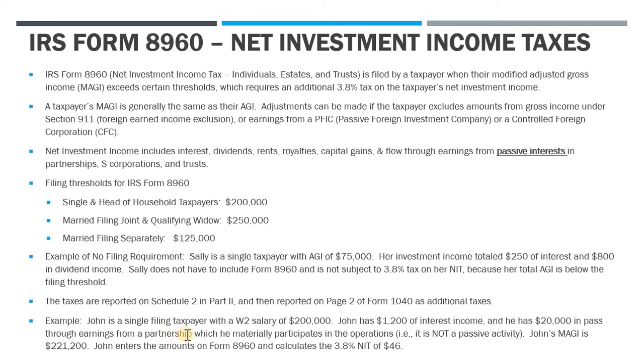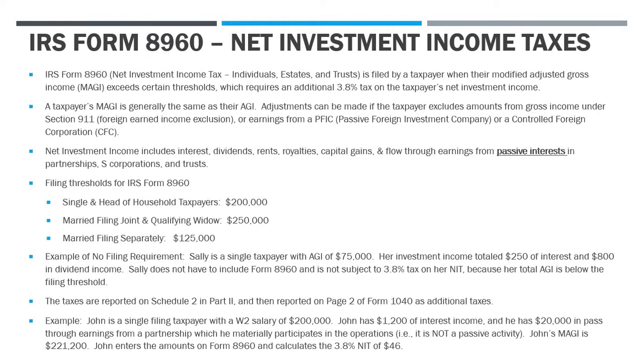So John is a single filing taxpayer with a W-2 salary of $200K. He has $1,200 of interest income, and he has $20,000 in pass-through earnings from a partnership, in which he materially participates in the operations, right? So this is not a passive activity for John, okay? So John's modified AGI is 221,200, so he has to complete the 8960.